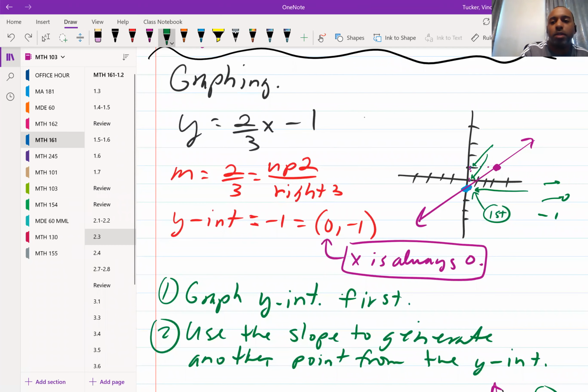Anybody else? Make sure we're good on the directions. We'll do another one, but I want to make sure we're okay with this one. Like your classmate just mentioned, grab that y-intercept first, then from the y-intercept we went 1, 2, and then from there we go 1, 2, 3, which puts us at this purple point.